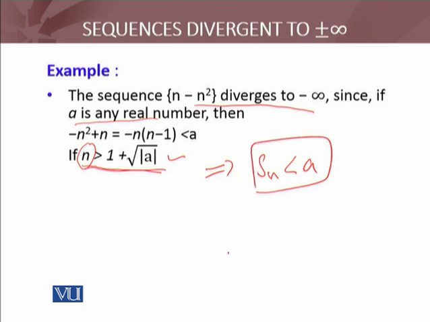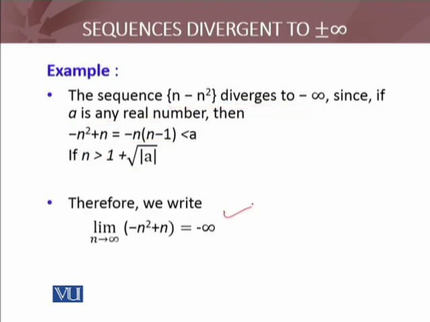ठीक है? So given any real number a, आप इस expression को evaluate करें और उससे बड़ा कोई integer ले लें, तो ये inequality जो है Sn less than a will be satisfied. Since a is any real number, it means that this sequence is divergent and it diverges to minus infinity, जो कि यहाँ पे लिखा हुआ है. So therefore we write limit n approaches infinity minus n square plus n equals minus infinity, and we say that the sequence is divergent.